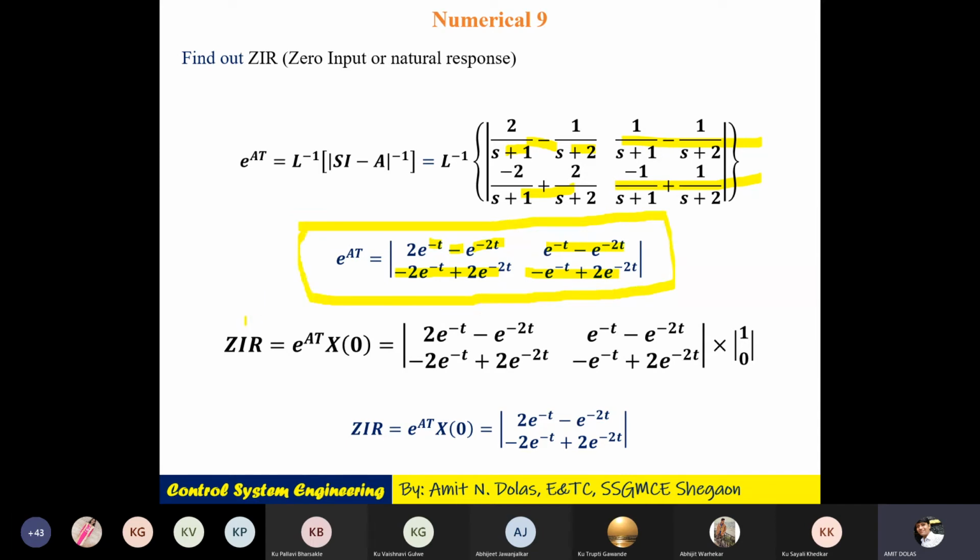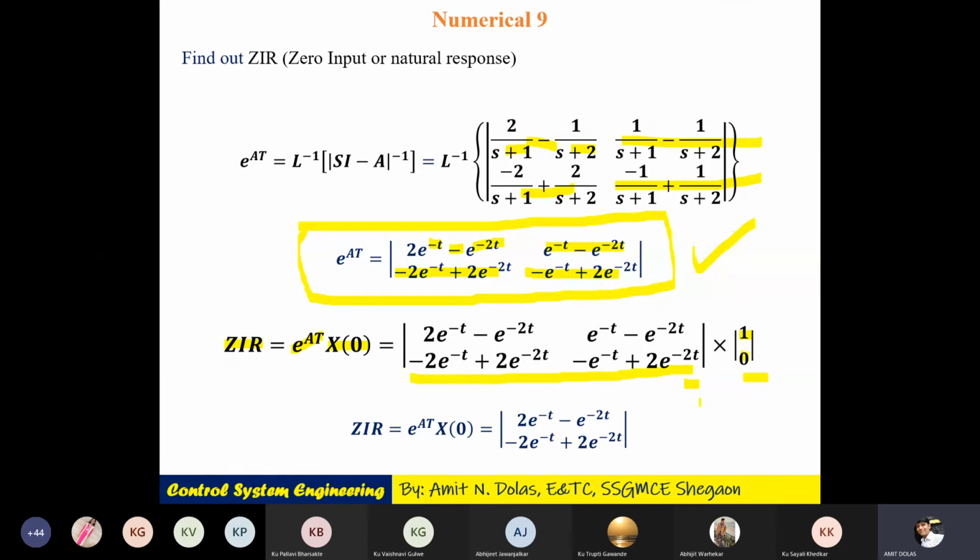And what is the final? Finally, we have seen step number 1, which is zero input response or natural response is nothing but e raised to power At into x of 0. So we kept e raised to power At as it is here. Here you can see x of 0 is the initial condition that is provided in this problem statement, that is 2 by 1 matrix, that is 1 and 0 elements. So this is 2 by 2 matrix. This is, I'm sorry, this is also 2 by 1 and this is also 2 by 1.